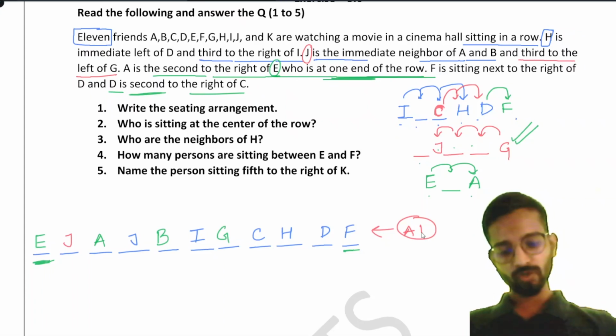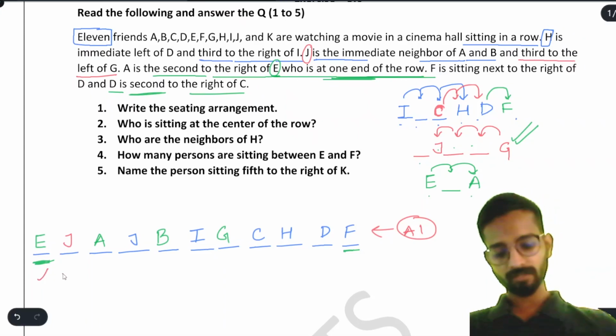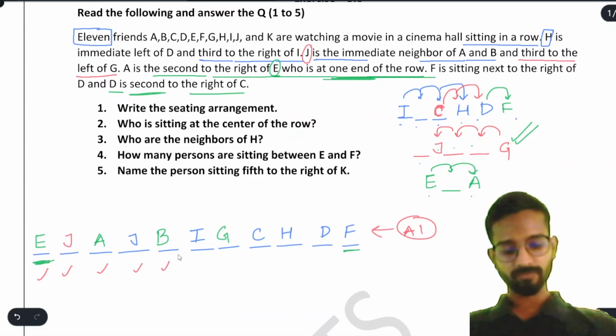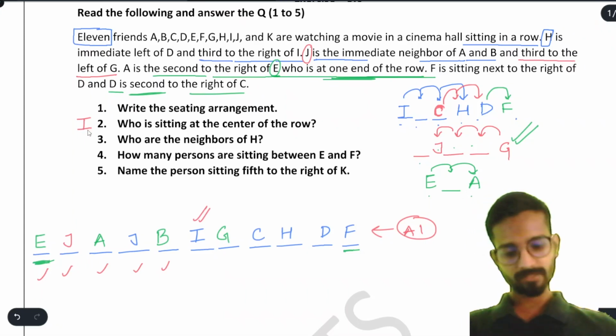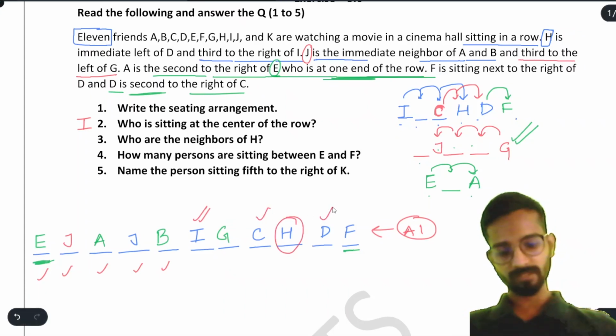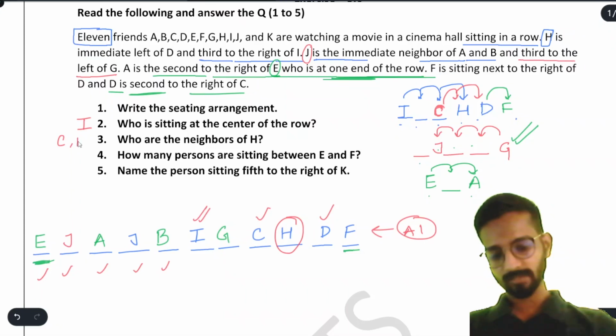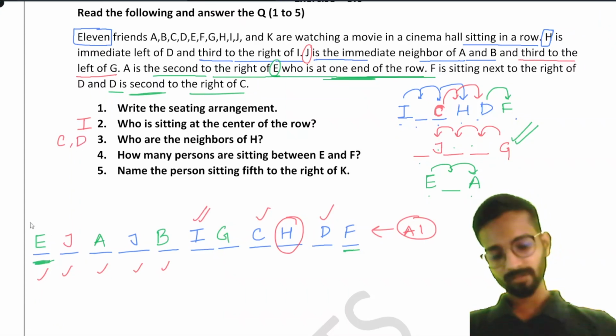Now, who is sitting at the center of the row? Center of the row means there are 11 friends, so the sixth person is sitting at the center. 1, 2, 3, 4, 5. This is the center of the row. And who is sitting here? I is sitting here. Now, who are the neighbors of H? This is our H. Who are the neighbors? C and D. How many persons are sitting between E and F? E is here.